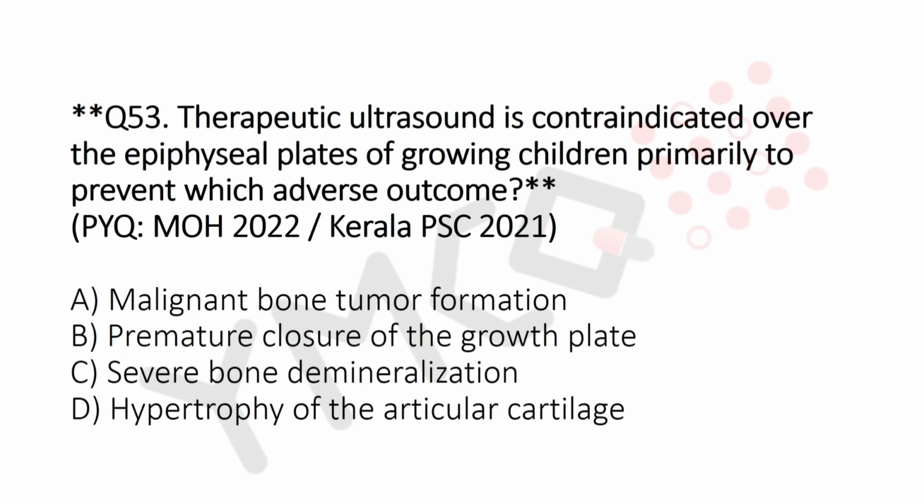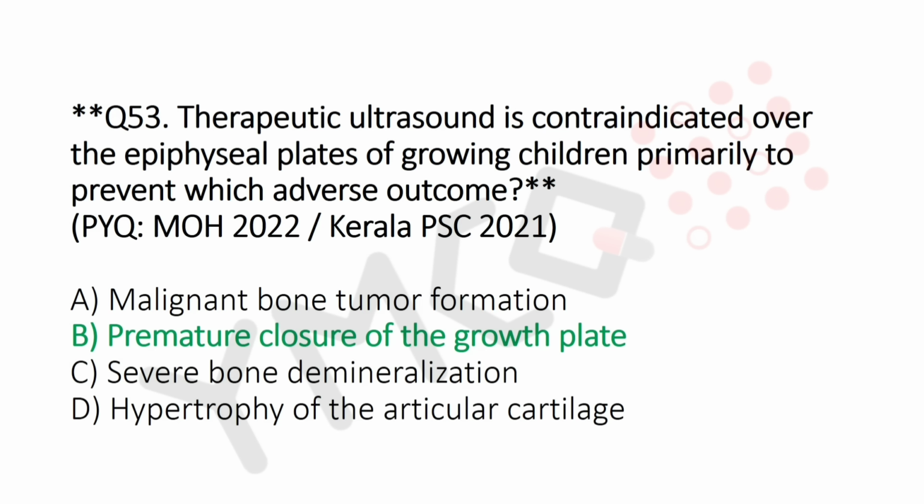Therapeutic ultrasound is contraindicated over the epiphyseal plate of growing children primarily to prevent which adverse outcome? Option A, malignant bone tumor formation. Option B, premature closure of the growth plate. Option C, severe bone demineralization. Option D, hypertrophy of the articular cartilage. And the answer is option B, premature closure of the growth plate.